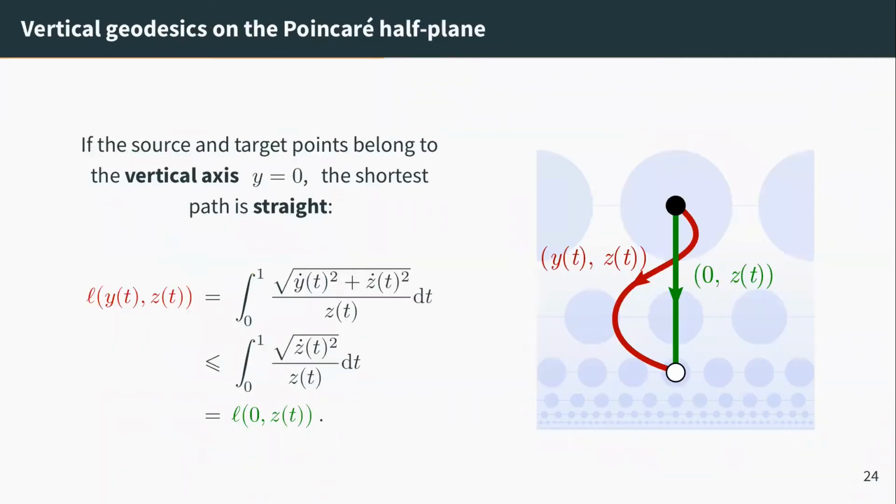Now we'll focus mostly on the Poincaré half plane because it's a space which is easier to display and which has the simplest metric structure. So let's say that we are on the Poincaré half plane and that I have a source point and a target point that both lie along the vertical axis, so their coordinate y is equal to 0. It's the simplest case: this is my source, this is my target.